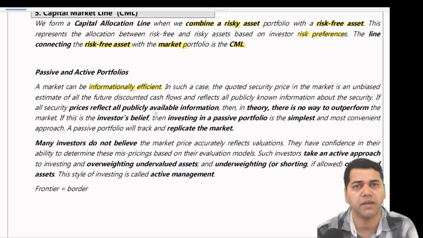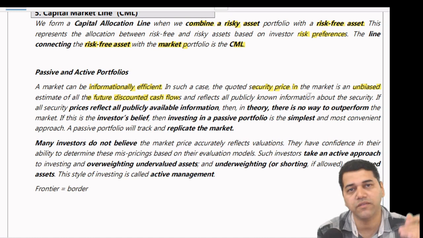There is no doubt, there is no misinformation, there is no inefficiency. In such a case, the quoted security price is unbiased. It is an unbiased estimate of all the future cash flows. Since all the public information is available to you, what is the price of the security? The intrinsic value. Every piece of information available about the future cash flows will have been discounted.